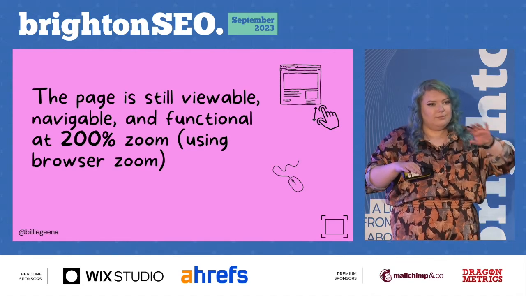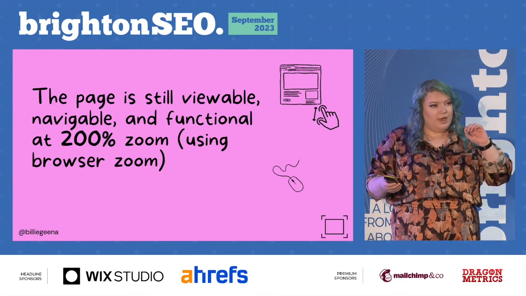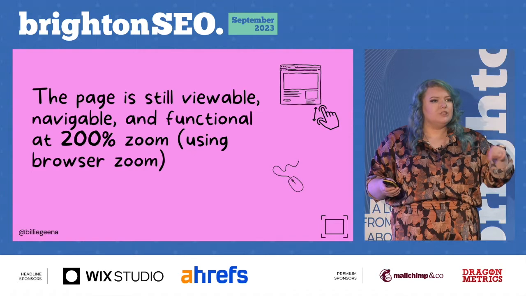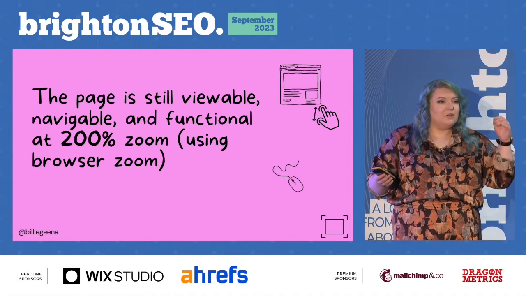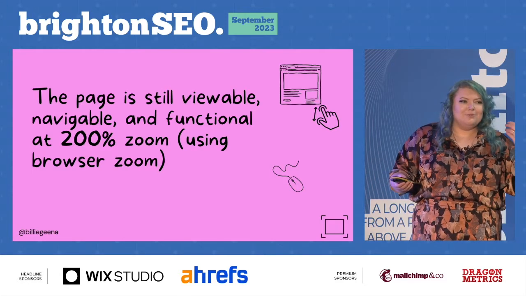When you zoom in, can you still access the menu? Is it great? Is it good? Can you do everything properly? And it needs to be the browser zoom. Don't go inspect the page, change your device type to mobile. Don't do that. Go on the actual device. Everyone has a mobile. If you don't, you're probably not in SEO anyway.